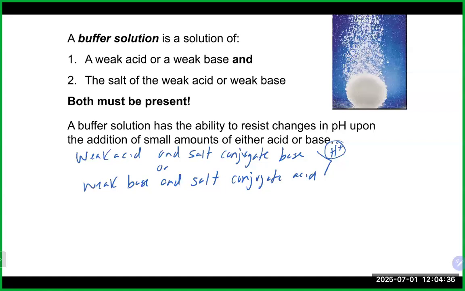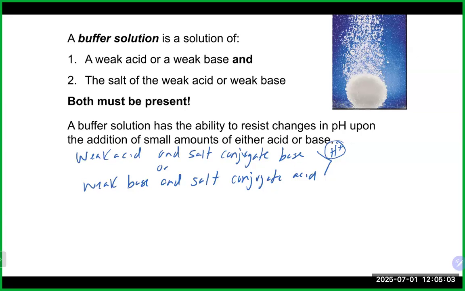One of the things that people have a misconception about in terms of what buffers are is they think a buffer needs to be neutral, and a buffer is not a neutral solution. It can be neutral, but it could also be acidic. It could also be basic. You could make a buffer at any pH you want. But what a buffer is able to do is resist changes in pH, even when you add additional acid or base to it. So that is what a buffer is.